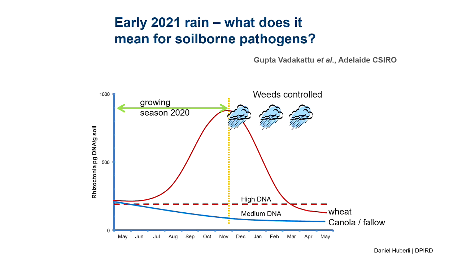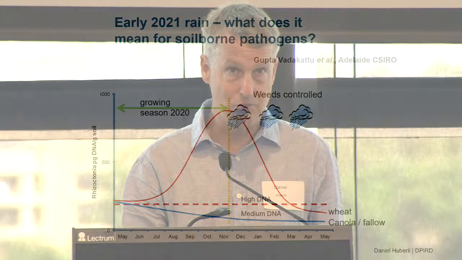Now you'll notice the blue line there is canola. So canola is, let me remind you, a good option to control your Rhizoctonia levels. Now obviously the next opportunity for other diseases to announce themselves is as the season starts.